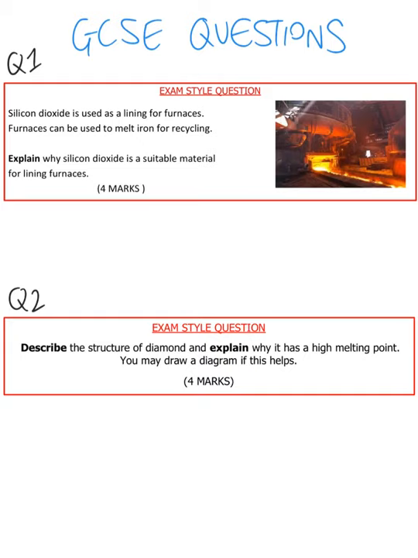The second one, you can see here, it's a describe and explain question. It says describe the structure of diamond and explain, and the first question hasn't given you the property it wants you to talk about. It's suggested, it's talking about melting things, so it's suggesting a property. This question actually gives you the property. Why does diamond have a high melting point? And describe its structure. So again, think back to the previous slides where I've spoken about diamond.